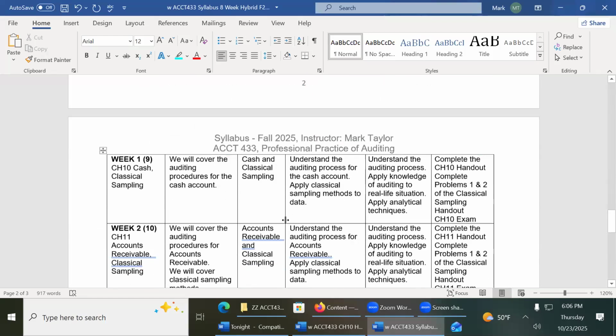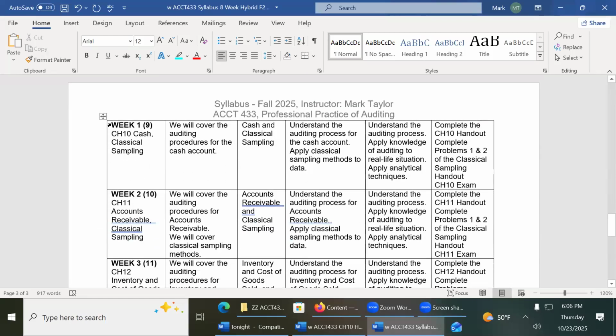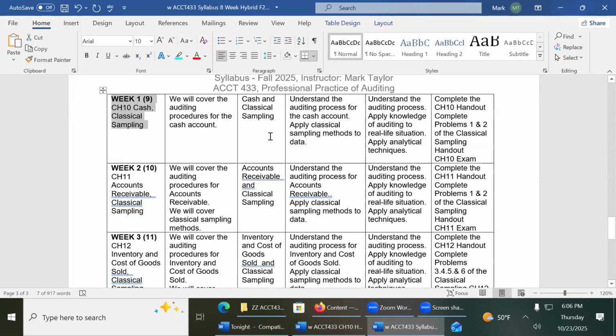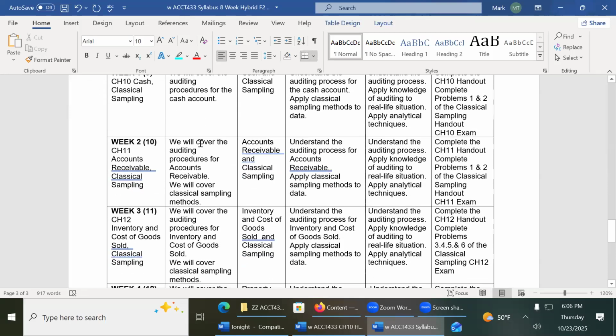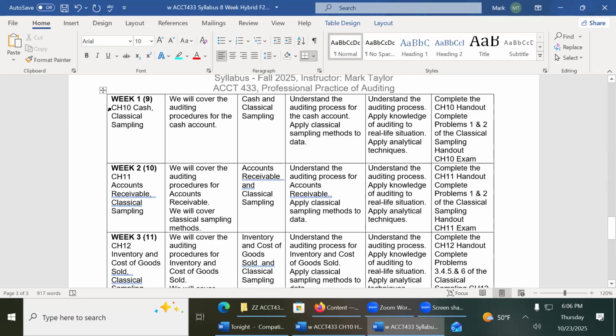Grade, blah, blah, blah. We are going to do sampling, hopefully. We'll see if we get started. But anyway, chapter 10 is on cash.